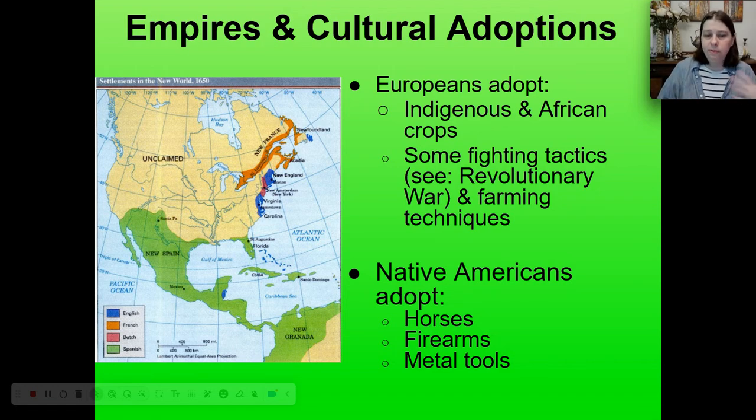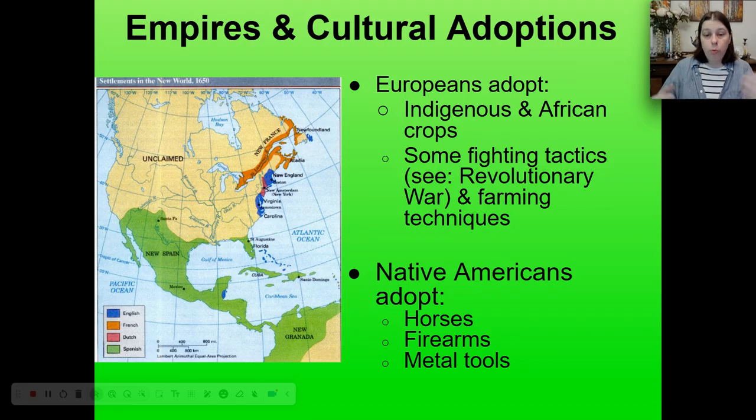Historical period 2 will have more about comparing these empires at their height, so we're going to come back and do that in a bit more depth next historical period. But for now, a little bit about the cultural adaptations that happened as European settlers in these empires live in close contact with Native Americans and Africans over the colonial period. What do European settlers take from natives, and what happens in return?